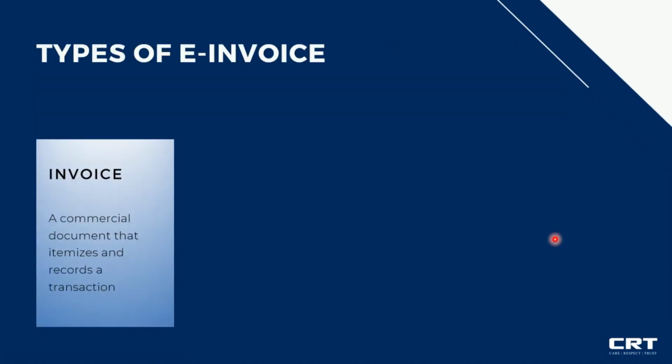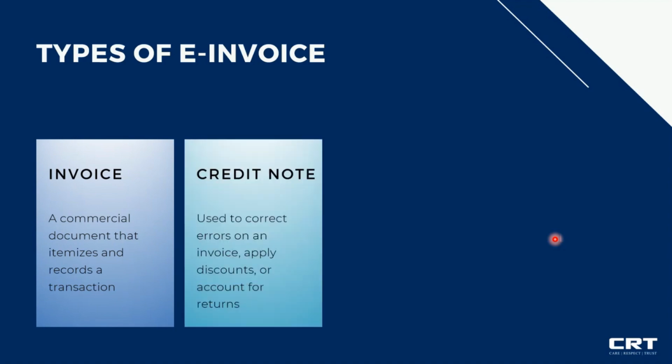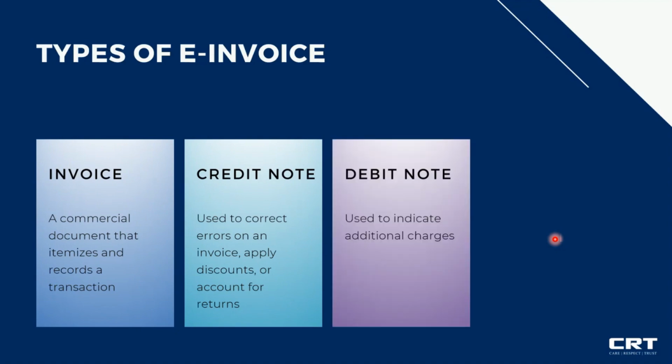And we have the types of e-invoice that the government requires you to submit to declare. There are 4 types basically. The first type is the invoice. The definition of the invoice is a commercial document that itemizes and records the transaction. The credit memo will be used for correcting errors on the invoice or for any discounts or returns granted to your customer, or to you as a customer. Next, it will be debit notes, used to record additional charges.